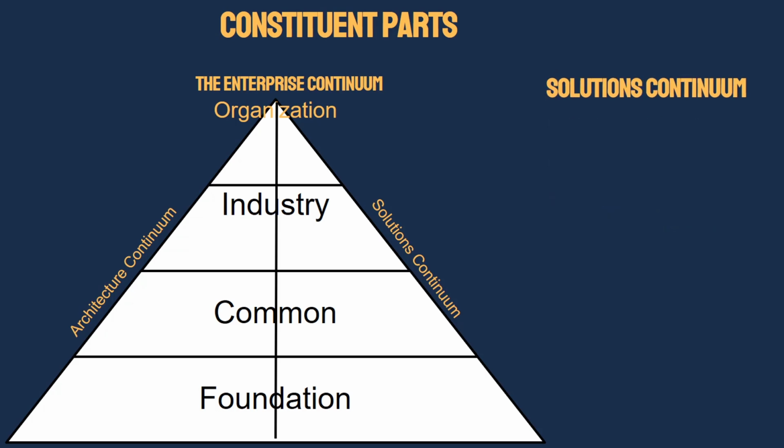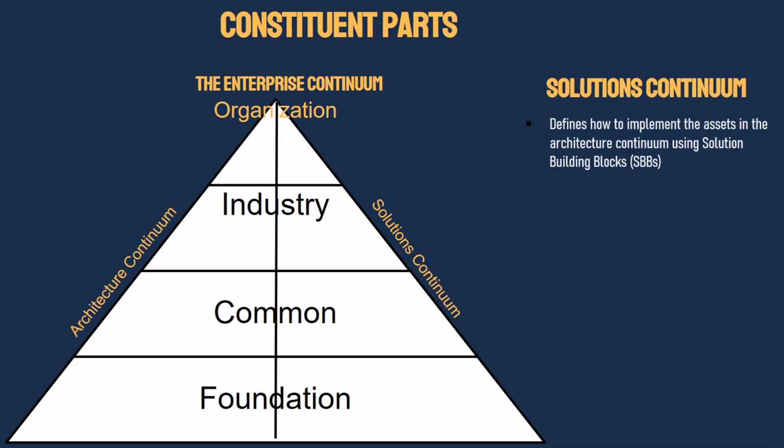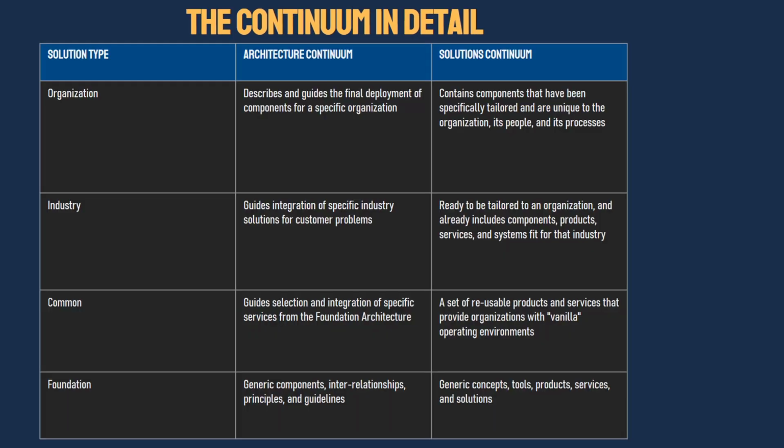The other side of my pyramid is the solution continuum. This defines how to implement the assets in the architecture continuum using very modular blocks called solution building blocks or SBBs. Looking at the solution types in detail, we start with the foundation level. In the architecture continuum, this is a very generic component interrelationship principle or guidelines. And in the solutions continuum, this is typically again generic, but it is a concept, tool, product, service, or solution.